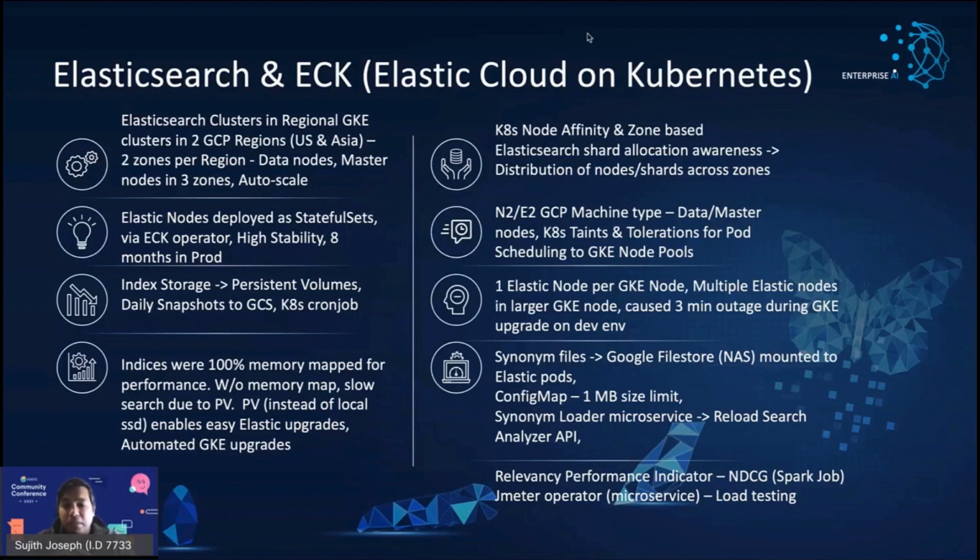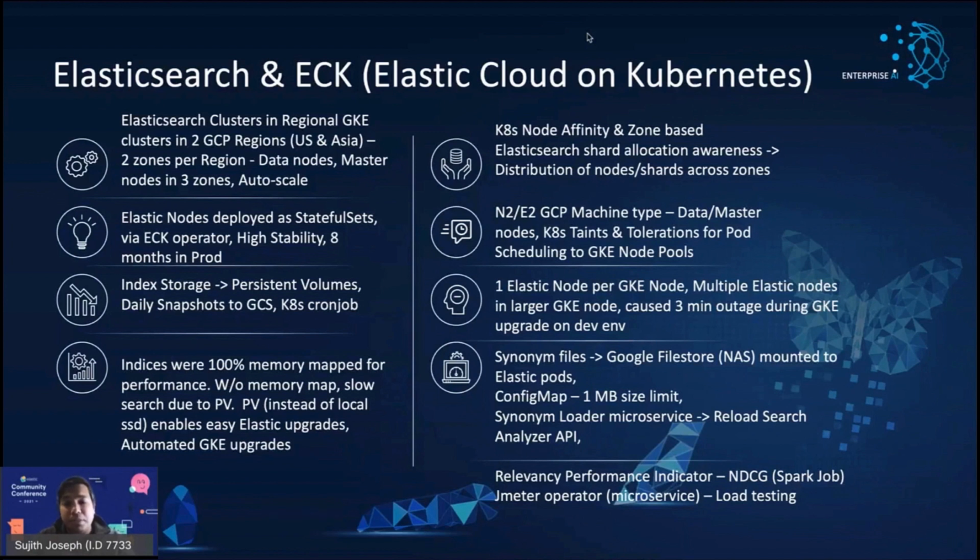For the synonyms, we use a Google Filestore that is mounted on all the Elasticsearch pods. The reason we couldn't use a config map was the 1 MB size limit. So we have a custom synonym loader microservice, which downloads our synonym dictionary from GCS to the Filestore, and then invokes the reload search analyzer API so that the Elastic nodes pick up the latest dictionaries.